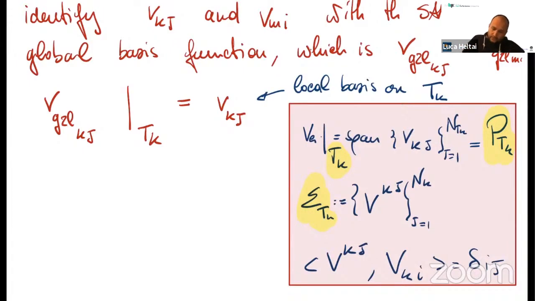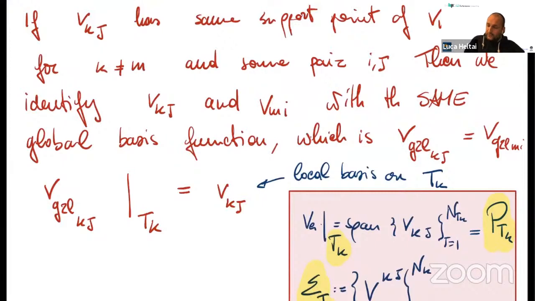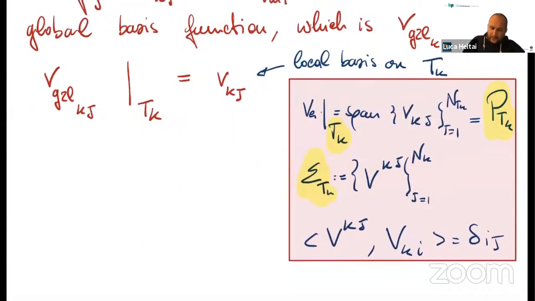And this is only if you want continuity, of course. Okay? So if V_kj has the same support point as V_mi, this is the property that you want to have for k different from m. So if you are on two different elements and you have some pairs of local indices i and j, then we identify V_kj and V_mi with the same global basis function, which is V of global-to-local(k,j), which is equal to V of global-to-local(m,i).